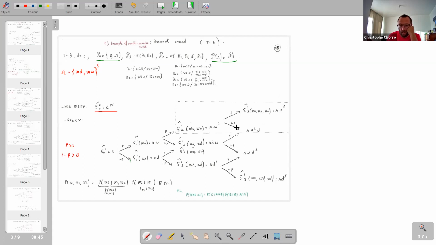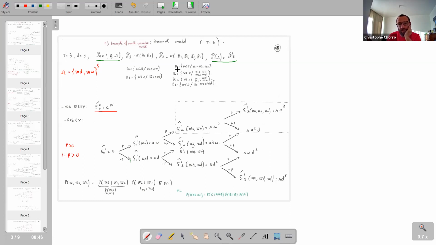For the second period, it's the same situation. The only difference is that I have four possibilities. I can increase twice, increase then decrease, decrease then increase, or decrease twice. So a priori I will have four possible situations here, but since I have a recombining tree, I know that these intermediate values are equal in my tree here.